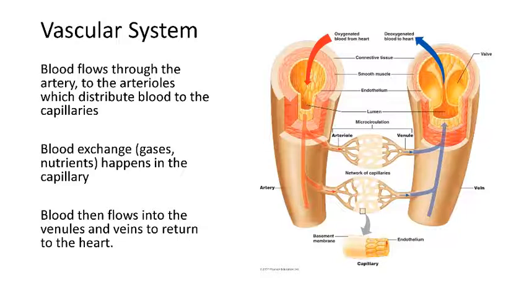So this is just a look at the vascular system itself. Blood flows through the arteries. And we have oxygenated blood from the heart here at the top. Starting here, it goes down the arteries. You notice that all blood vessels have endothelium. And then we have a layer of smooth muscle and a layer of connective tissue.